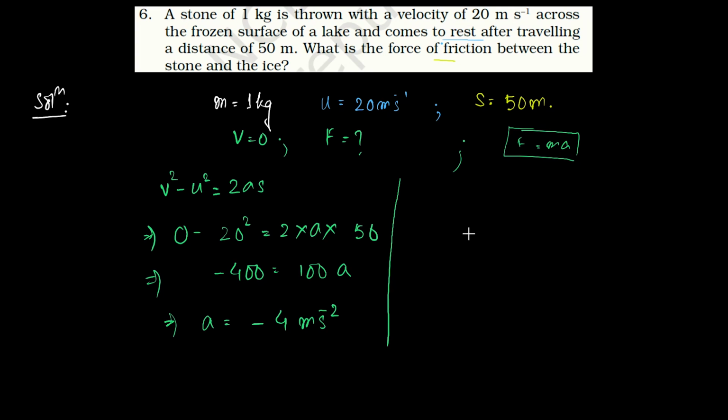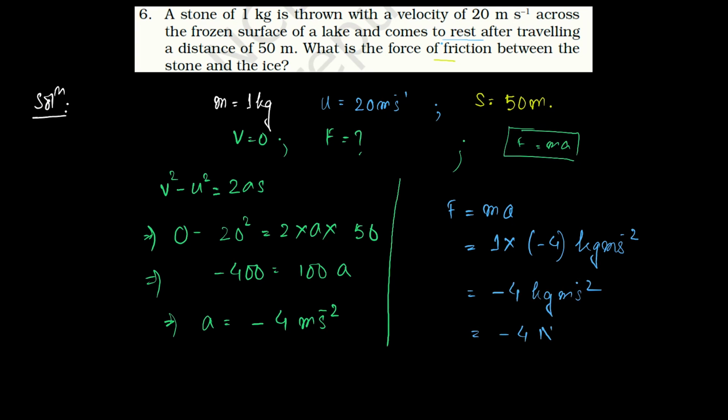Now we have to calculate the force. So the force will be F equal to ma. M is given as 1 kg. So 1 into acceleration, which is given as minus 4. The unit is going to be kg meter per second square. So 1 into minus 4 equal to minus 4 kg meter per second square, minus 4 Newton. Now, what does this minus sign signify? The negative sign signifies that the friction force is going to work in the opposite direction of our action, right? That's why the negative sign is here. You just don't need to get confused about that.